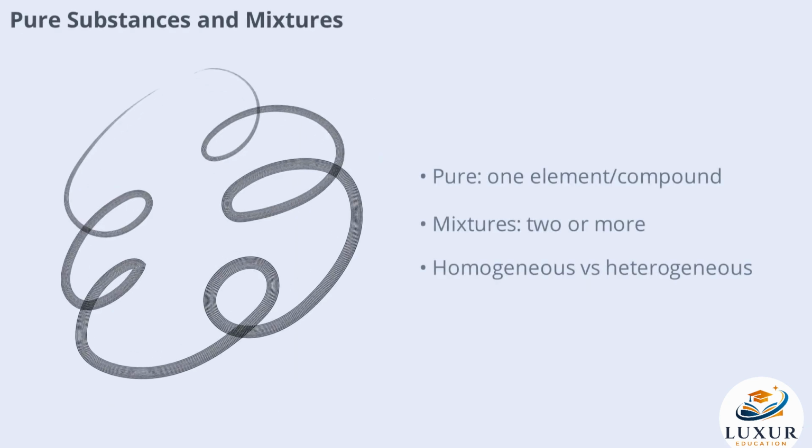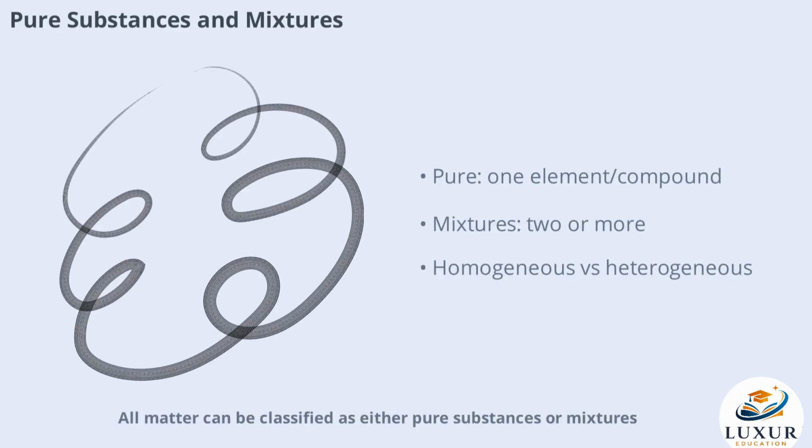All matter can be classified as either pure substances or mixtures. Pure substances contain only one type of element or compound. Mixtures contain two or more pure substances and can be homogeneous or heterogeneous. Homogeneous mixtures look the same throughout, like salt dissolved in water. Heterogeneous mixtures have distinct regions, like sand and water. This classification helps us understand and separate materials in chemistry.